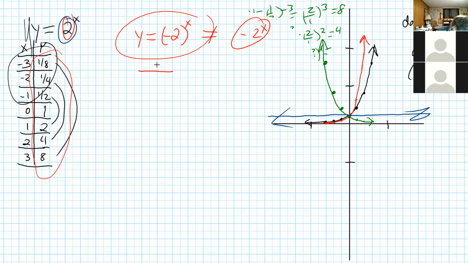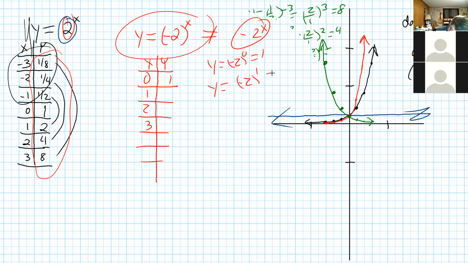So again, let's make a table. And I'm just going to pick some nice values till you get the idea: 0, 1, 2, and 3. When x is 0, y equals -2 to the 0 power, which is 1. When x is 1, y equals -2 to the 1, which is -2. When x is 2, y equals -2 the quantity squared, which is +4. When x is 3, you get -2 cubed, which is -8.